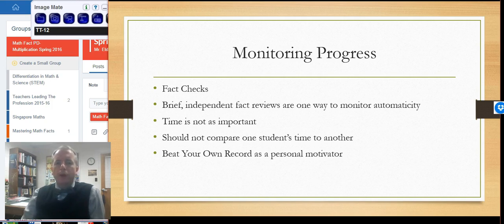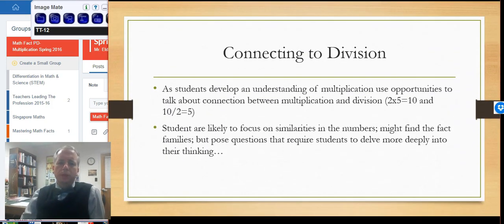So I might as a teacher decide there's a certain amount of time, but I might even vary that for different groups of kids depending on where I want their progress to be over a certain amount of time. I definitely want to focus on beat my own record as a motivator versus something external to me. We'll talk about some of those pieces as we go through over the next couple weeks.